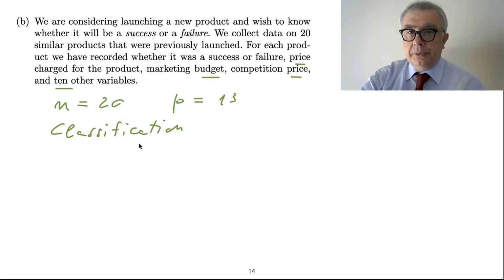This is a classification problem because the response is success or failure. The number of observations is given by the number of previous products, 20, and the predictors are price, budget, competition price, these are 3, plus 10 other variables, so 10 plus 3, 13. Of course, I am not counting this success or failure, that is the label, the classification label, because this is the response variable, as a matter of fact.